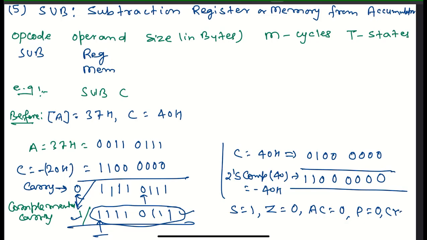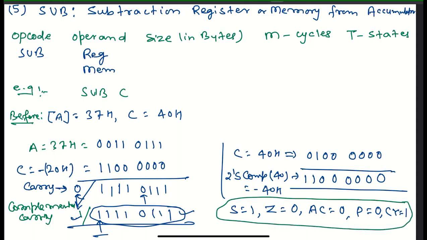So finally this carry bit will be 1 here. So this is the effect on the flags after execution of this instruction. Here, whatever we got, F7H, will be stored into the accumulator. So after that, what will be the content?